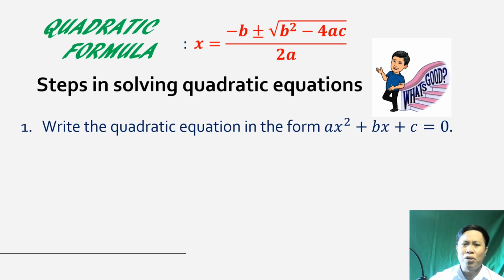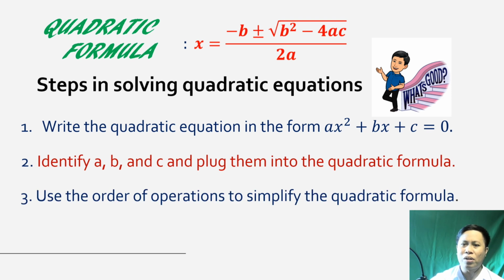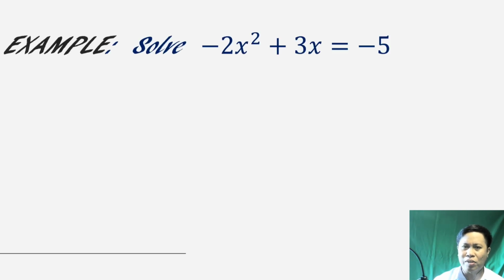First, you have to write the quadratic equation in standard form, or in the form ax squared plus bx plus c equals 0. After that, you have to identify the values of a, b, and c and plug them into the quadratic formula. Then use the order of operations to simplify. Then simplify the radical if it is possible. Let us have examples on how to solve quadratic equations using the quadratic formula.